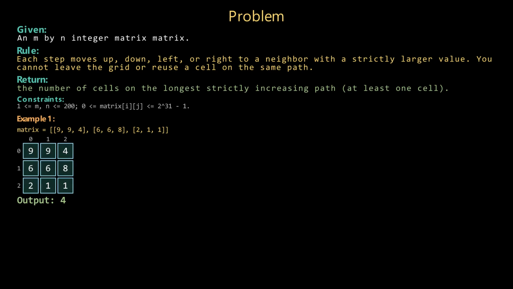Example 1, the longest route uses 4 cells. Start at the bottom 1, step left to 2, climb to 6, then finish at 9 in the top left corner. Example 2, another length 4 path. Start at 3 on the top left, cross 4 and 5, then step down to 6 on the right.